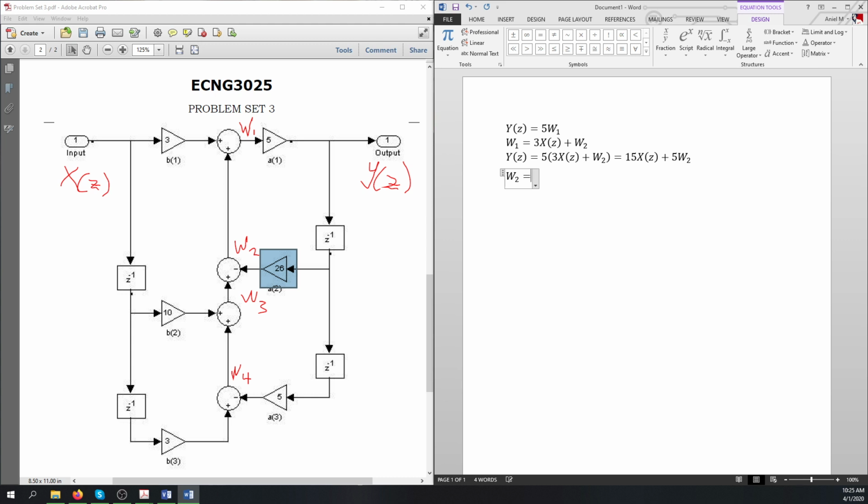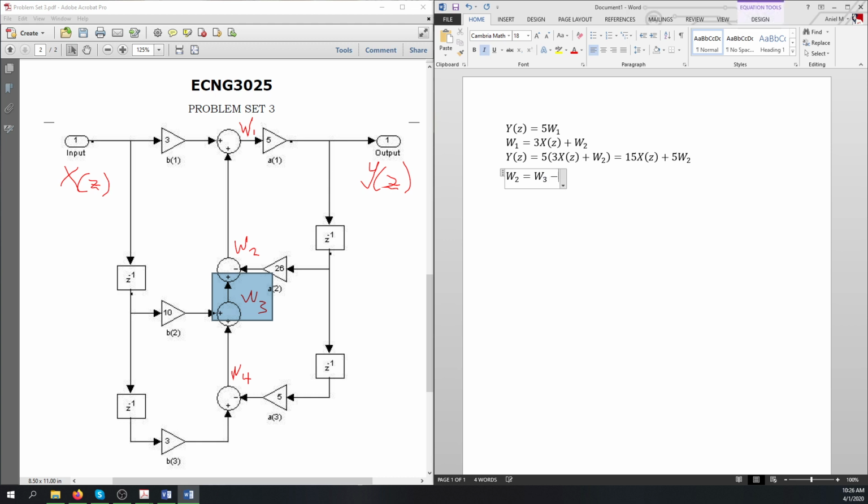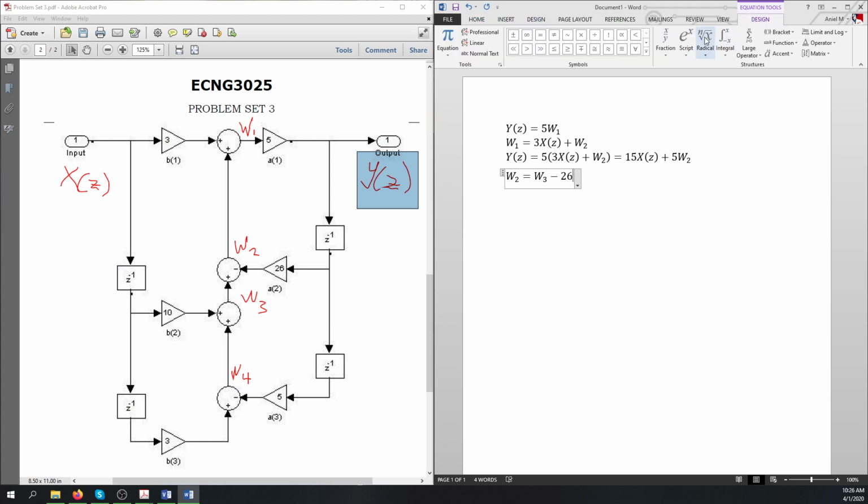W of 2 is equal to, let's take the positive first, so the positive part here is going to be positive W3 minus 26, because we have this 26 coming in here, and this part here in the summation point is negative, and this 26 needs to multiply by z to the negative 1, and that z to the negative 1 is coming from our output here, which is Y of Z. So it's going to be 26 z to the minus 1 of Y of Z.